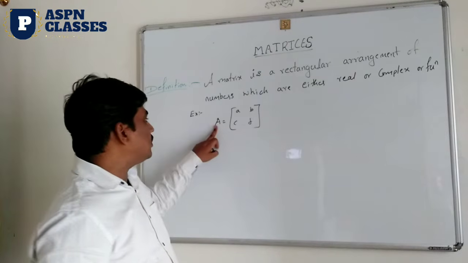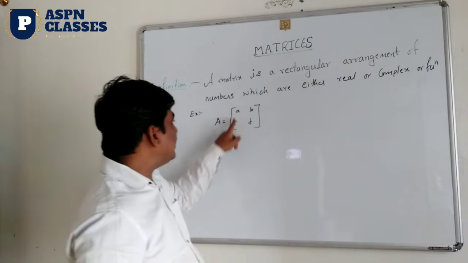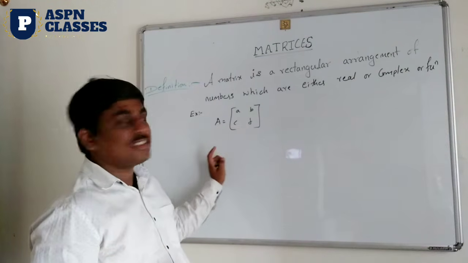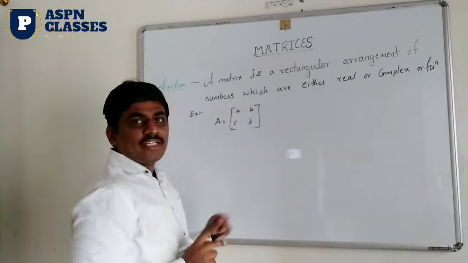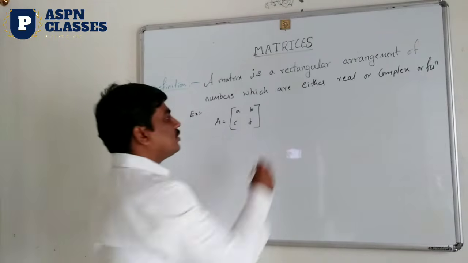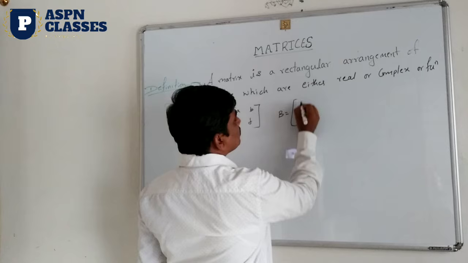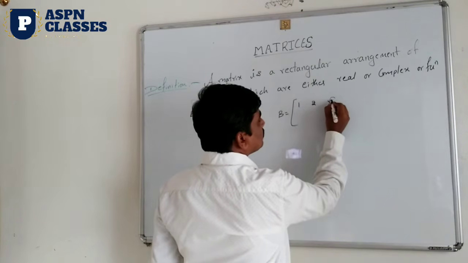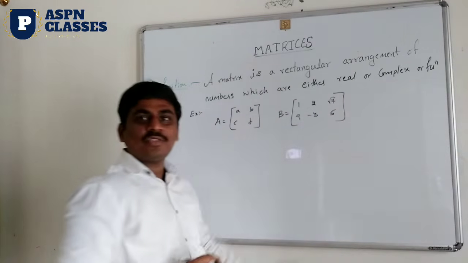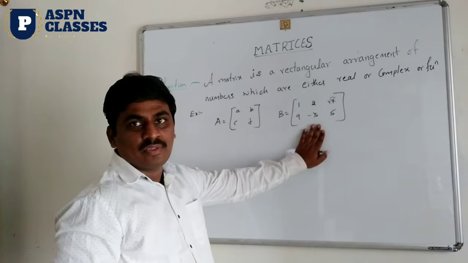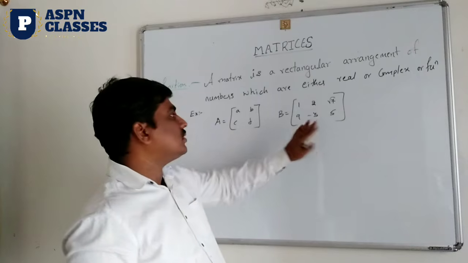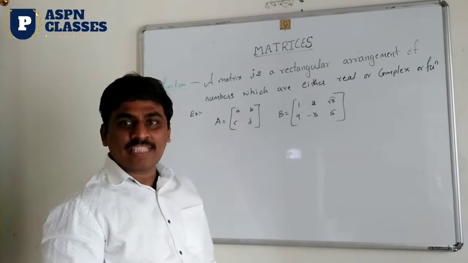A matrix is usually denoted by capital letters, and these are the elements. Elements are denoted by small letters. This is the matrix, a rectangular arrangement of numbers. I'm going to give one more example. This is also a matrix example. Here the elements are numbers; you can also use complex numbers, and also functions, such as the cos function and sine function.